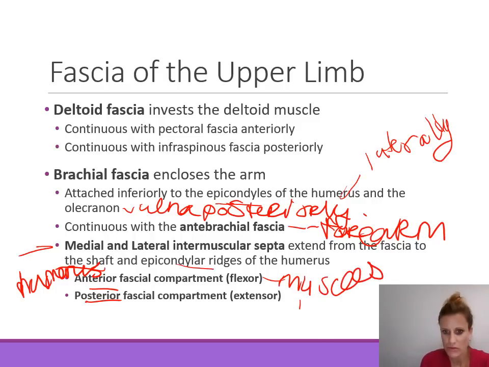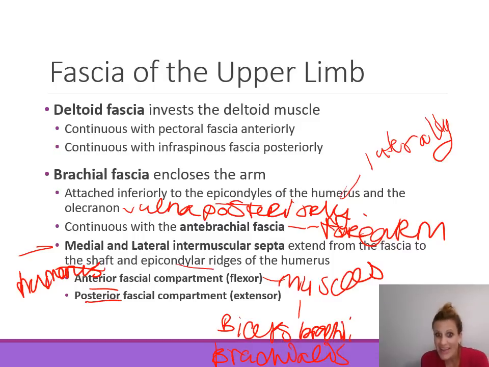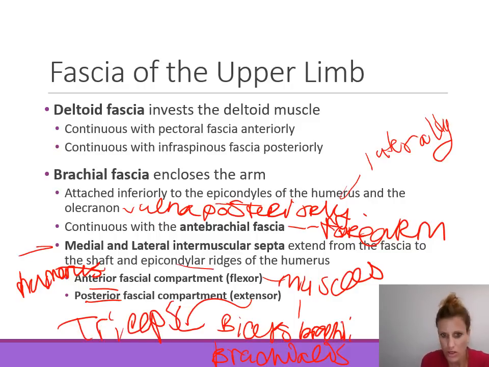I think the flexor muscles include biceps brachii, brachialis. The extensors, extension is primarily from triceps brachii, and that's in the posterior fascial compartment.